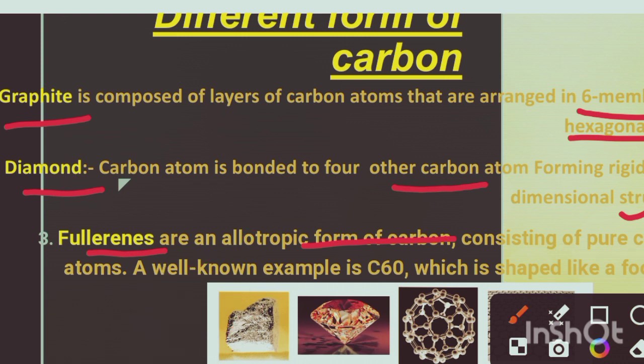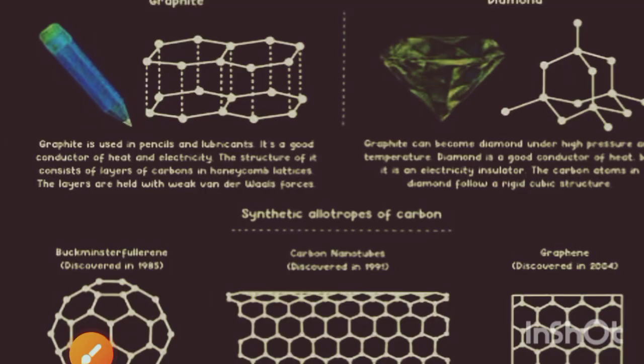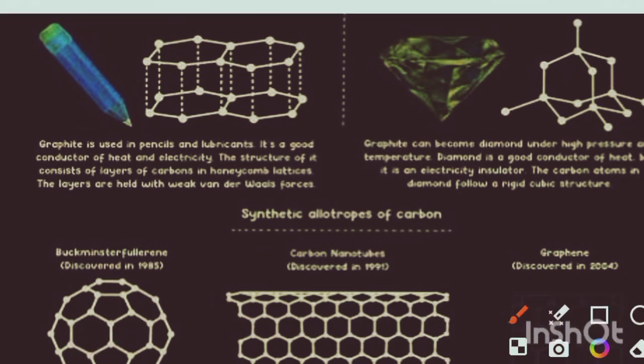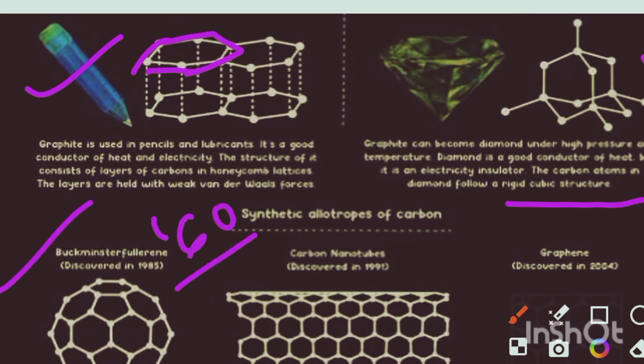Now, next slide. The structures of graphite, diamond and Buckminsterfullerene are given. Buckminsterfullerene is a synthetic allotrope of carbon. Now see the structure of graphite. You know that graphite is used in pencils, and diamond is also used in various objects. Graphite is used in pencils and as a lubricant. It is a good conductor of heat and electricity. This is the structure of graphite, and this is the structure of Buckminsterfullerene. It is also known as C60. It has a football shape. What shape? A football shape.